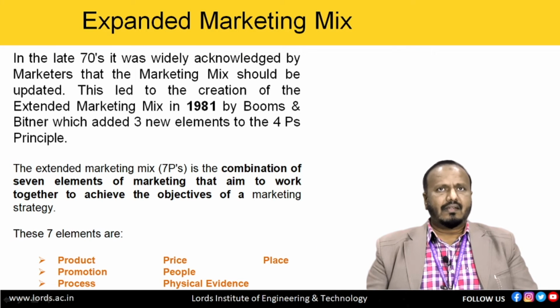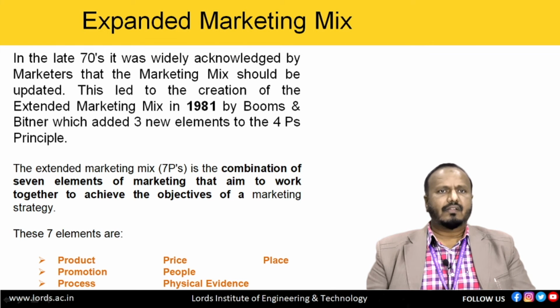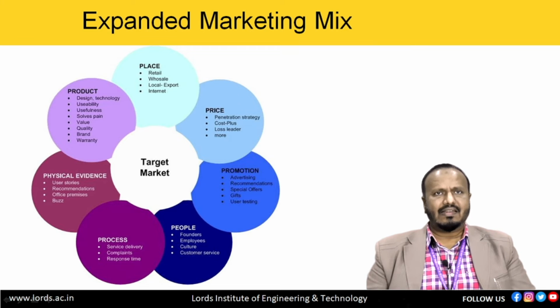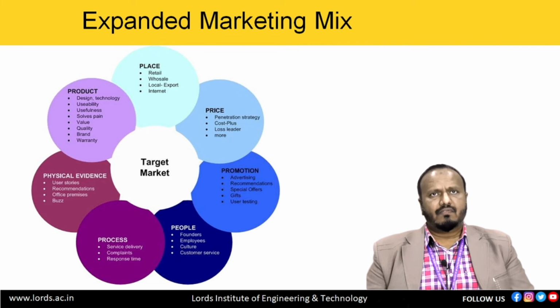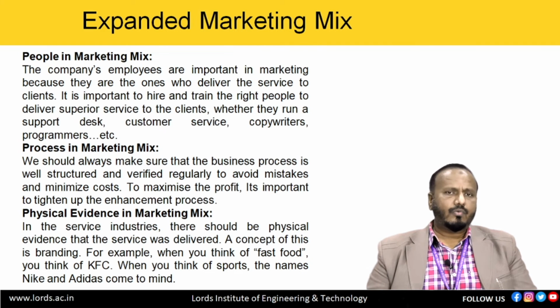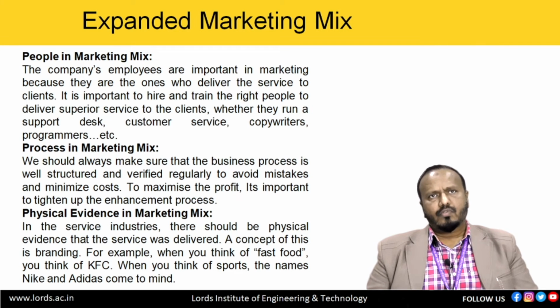Then apart from that, in the year 1981, the 4 P's were expanded into 7 P's of marketing, which tried to adopt the people, the process, and the physical evidences. Apart from the 4 P's, which are product, price, place, promotion, we added people, process, and physical evidences. What happened in the people process is that it was very important to make sure that we train the right people at the right time, so that we deliver the proper goods to the customers. So that's why people training was more important.